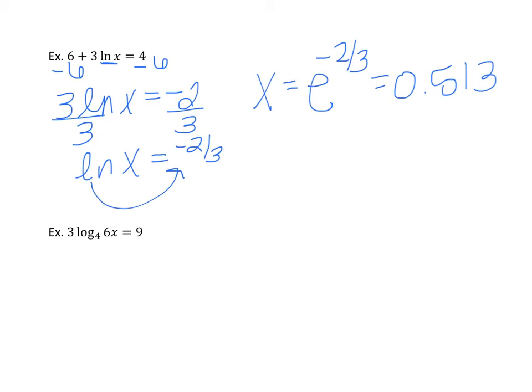Okay, this one, isolate my log. Get rid of that 3. Divide both sides by 3. Log base 4, 6x equals 3.